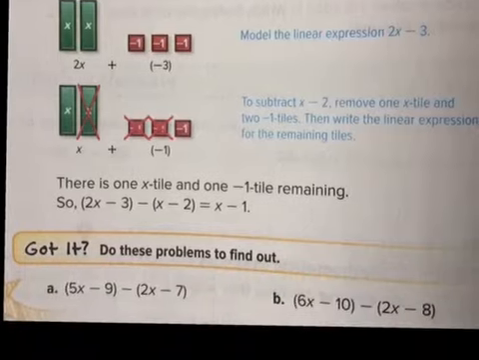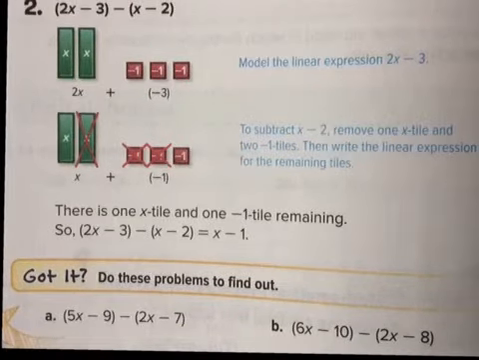You are removing 2 negatives. And you're removing here, you can see you're removing 1x from 2x. So it becomes simply x minus 1 right there. Okay, if you think you're confident, go ahead and pause the video now and try A and B on your own.